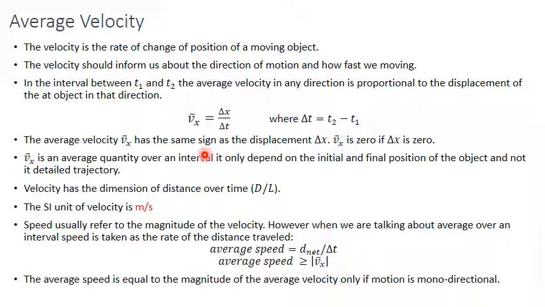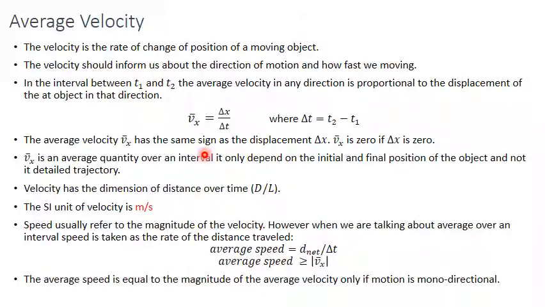If Vx is positive, then the displacement is in the positive direction. If Vx is negative, then the displacement is in the negative direction. If delta x is 0, then the average velocity is also 0. This doesn't mean that we didn't have any motion. It means that we ended up in the same position.